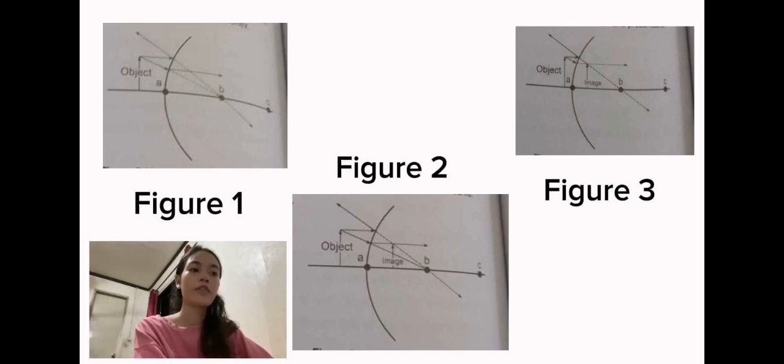Now that we have identified the image point, we will draw the image from the principal axis onto the image point. Shown in figure 2, the image is virtual, small, upright, and the image is between point A and point B. The closer the object is to the mirror, the higher the image height will be, which is shown in figure 3.